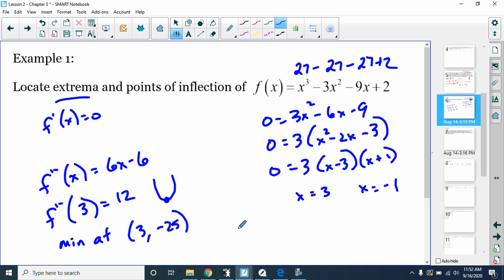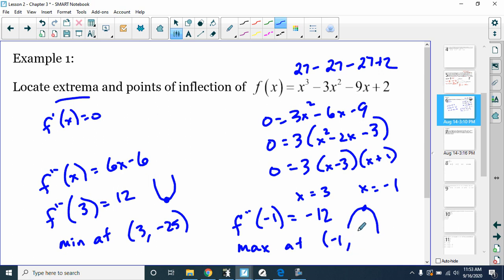Do the same thing with x equals -1. The second derivative at -1 is -12, which tells us the graph is concave down. And we have that point right there because the first derivative was 0. So we have a relative maximum at x equals -1. And you can get the y value by plugging in.